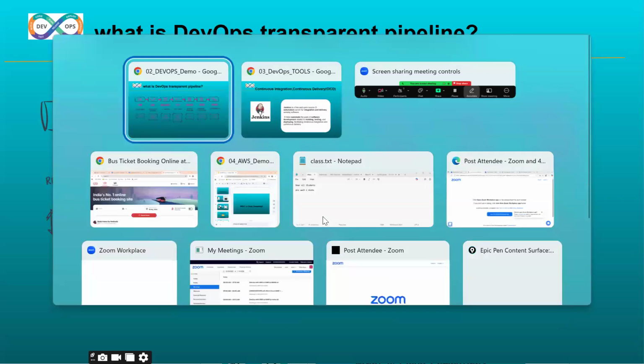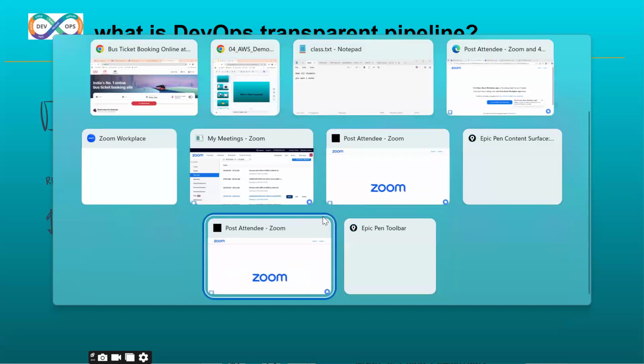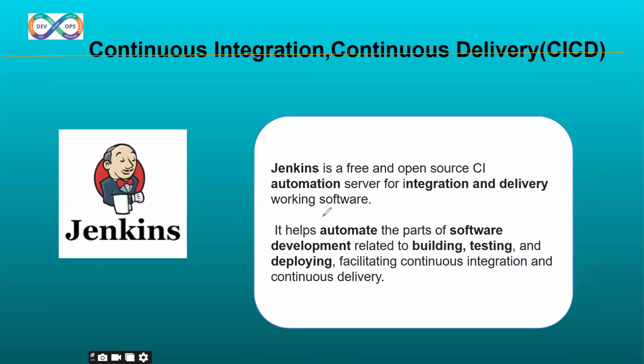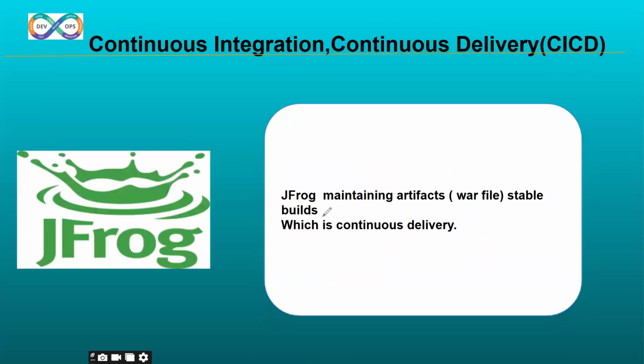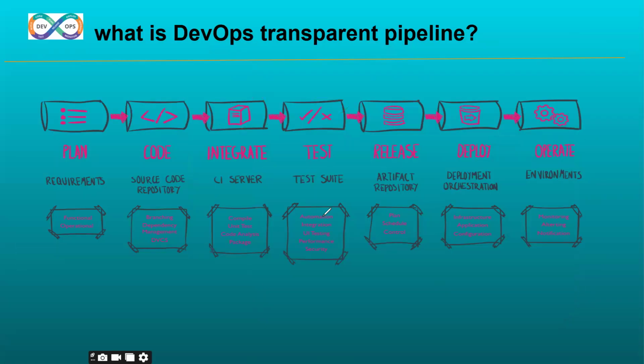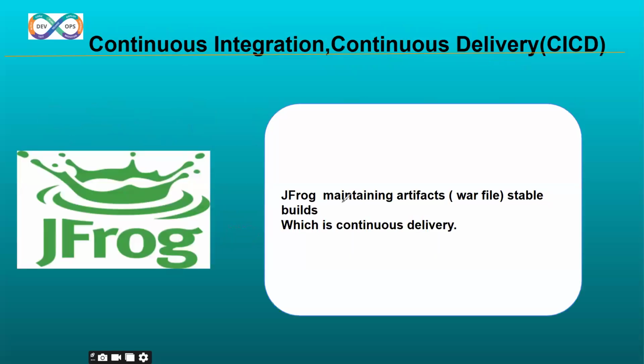But where are we going to be delivering? JFrog. JFrog is a release. By helping of JFrog, we can maintain our artifactories, stable builds, which are continuously delivered into the release.